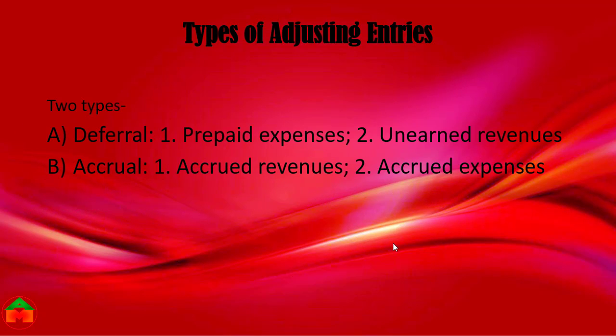Now we are going to see what the types of adjusting entries are. Here we can see there are broadly two types of adjusting entries, deferrals and accruals. Deferrals can be classified into two categories. Number one is prepaid expenses, number two is unearned revenues. And accruals can be divided into two categories. Number one is accrued revenues, number two is accrued expenses.